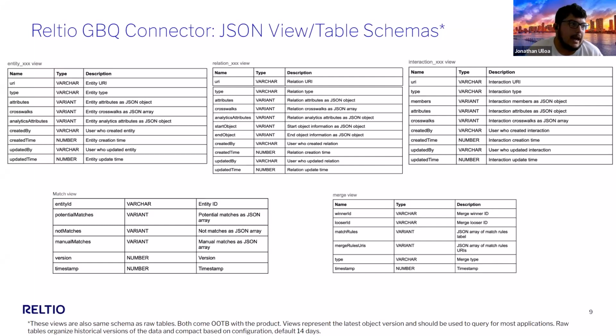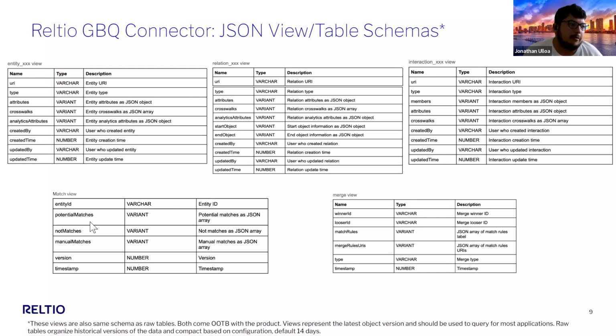So from an entity standpoint, you're getting that information about their attributes and their crosswalks. What entity type is it? Is it an organization? Is it a contact, for example? And you're getting some event details in terms of who created this event, who updated it, and what time this was occurring. The only difference with the relation view or table, right, is that we have a start and end object to facilitate the lineage of that relation. And when we talk about interaction, if you use interaction data, we have members of the interaction. So if an organization submitted payment to an employee, right? You'd be able to track that through that member view.